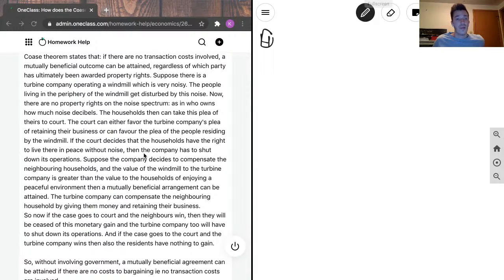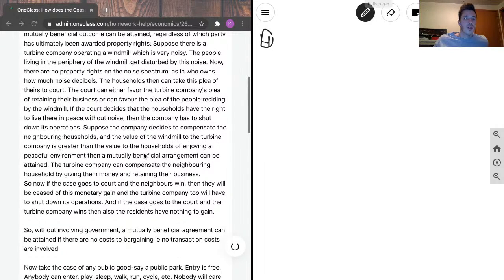Suppose the company decides to compensate the neighboring households, and the value of the windmill to the turbine company is greater than the value of the households enjoying a peaceful environment, then a mutually beneficial arrangement can be attained. So basically, this windmill company can pay the family the amount that the family values their peace and quiet at. So if the turbine company pays that family enough, they're going to say, yeah, go ahead and run your windmill. That's fine by us. The turbine company can compensate the neighboring household by giving them money and retaining their business.